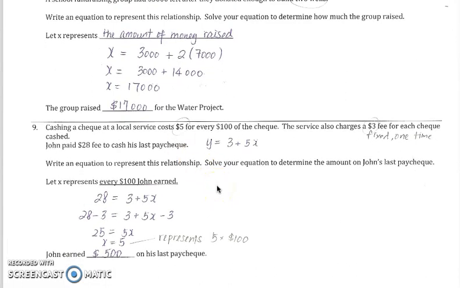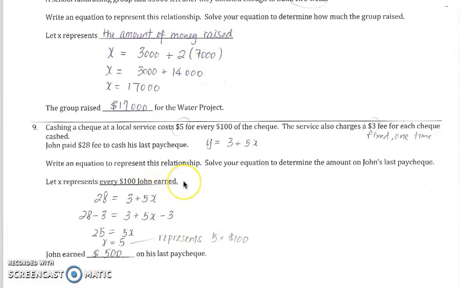Number 9. Cashing a check at a local service costs $5 for every $100 of check. The service also charges a $3 fee for each check, so this $3 is a fixed one-time fee. John paid $28 to cash his last paycheck. Write an equation to represent this relationship. Solve your equation to determine the amount of John's last paycheck.